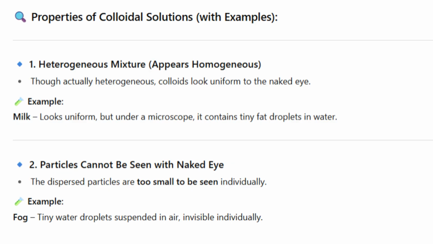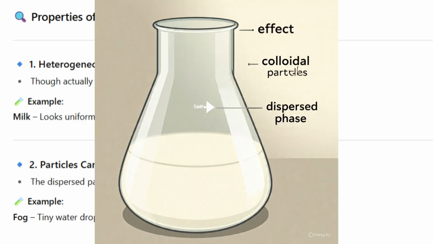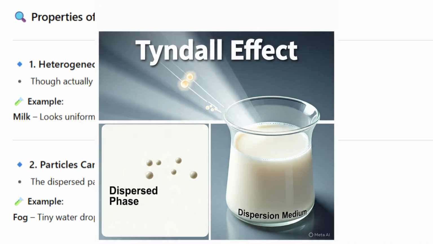Properties of colloidal solutions, with examples. 1. Heterogeneous mixture, appears homogeneous. Though actually heterogeneous, colloids look uniform to the naked eye. Example: milk. Looks uniform, but under a microscope, it contains tiny fat droplets in water.